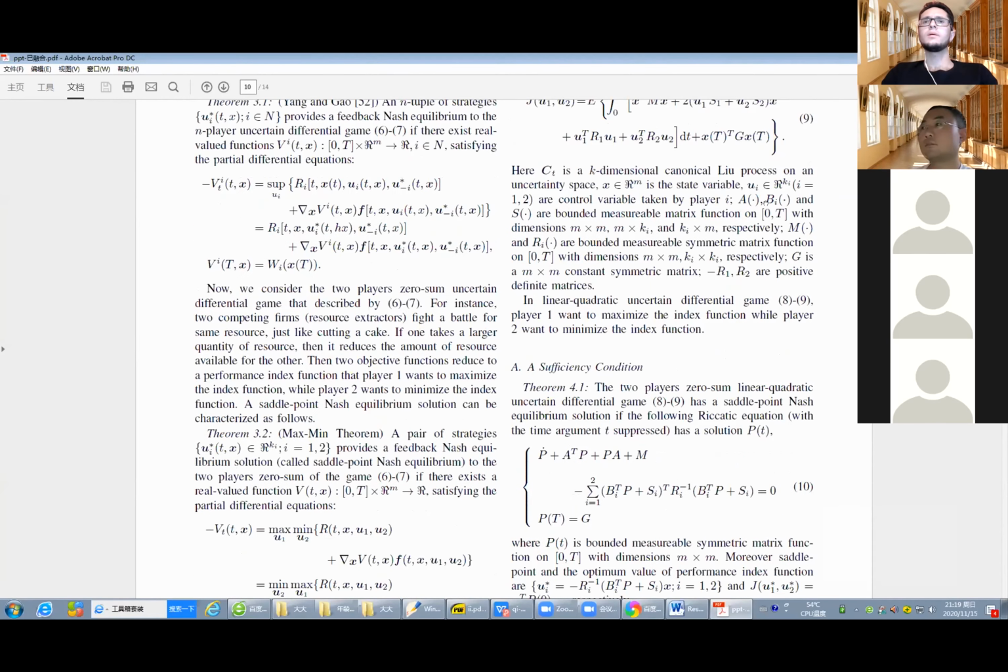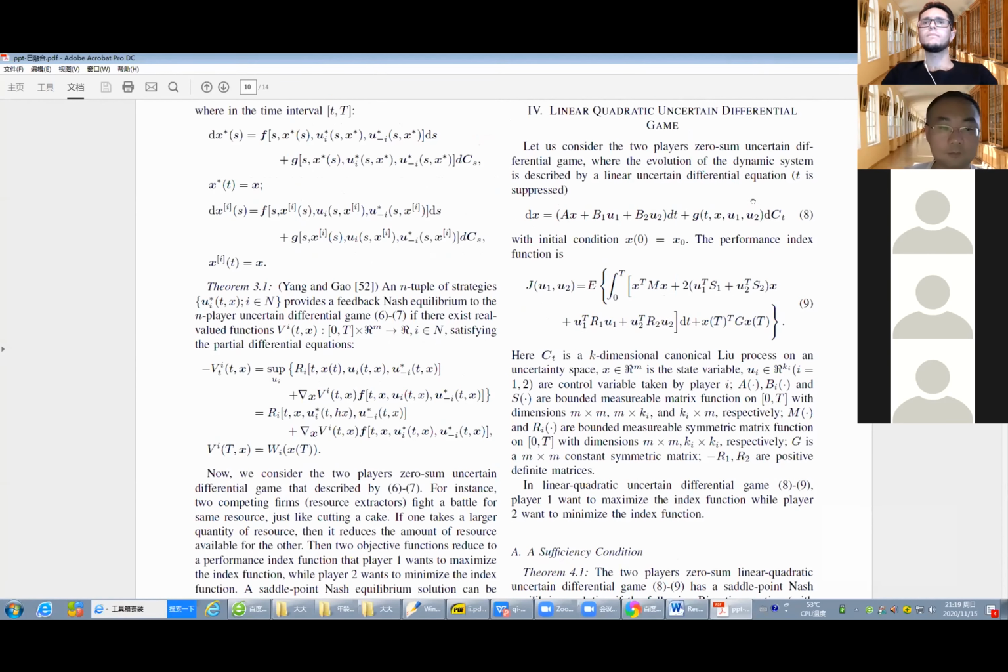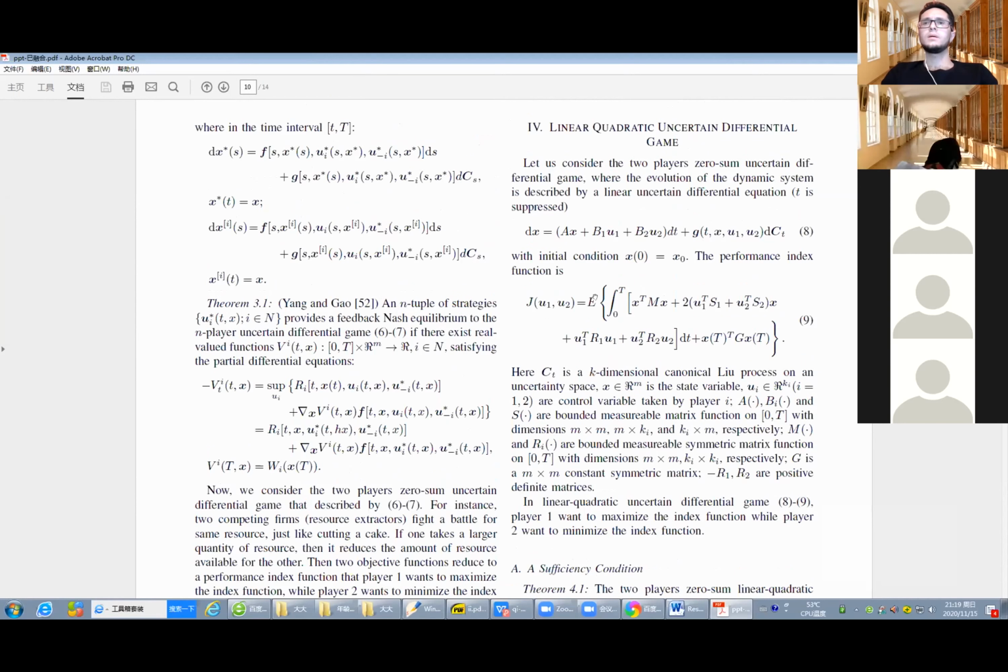This is different. In statistic game, we use Wiener process. But in uncertain difference equation, we use a Liu process.